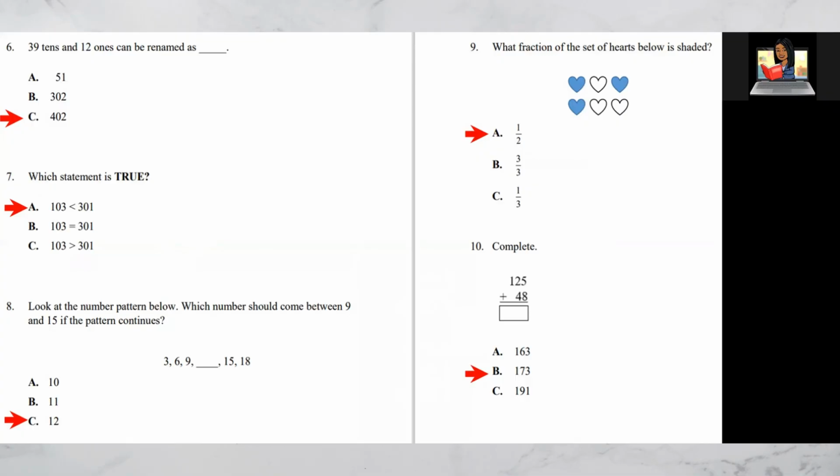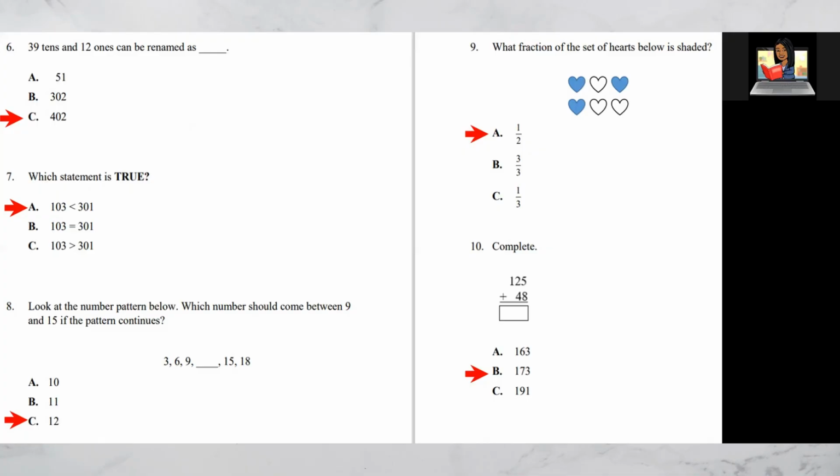Question 7, which statement is true? This time we have the greater than, less than, and the equal sign. Always remember that the larger number is at the widest part of the greater than sign. So we know that 103 is not equal to 301, and we know that 103 is not greater than 301. So the answer has to be B. 103 is less than 301.